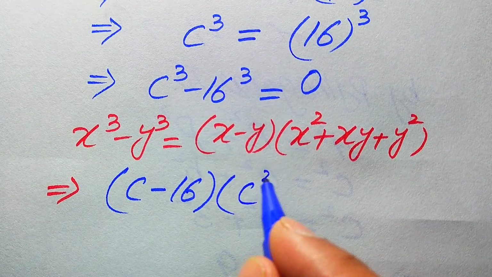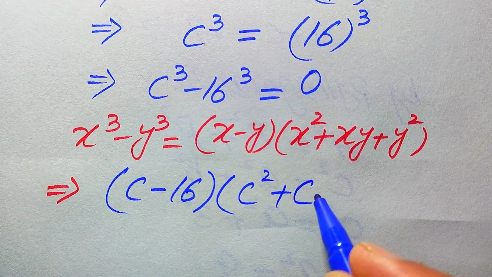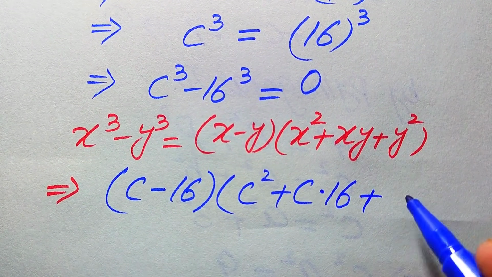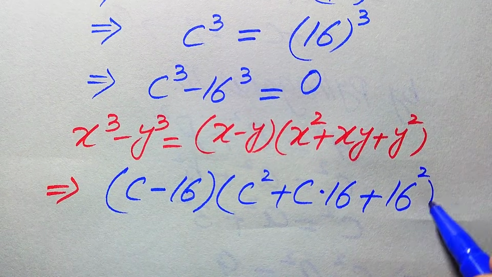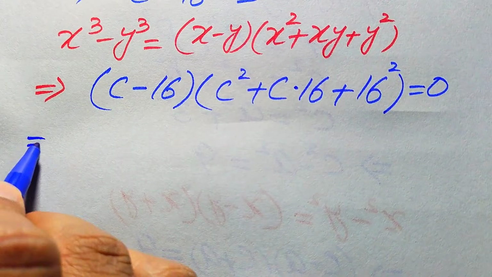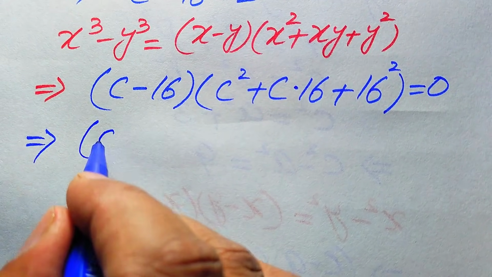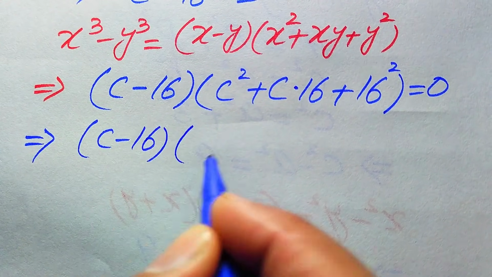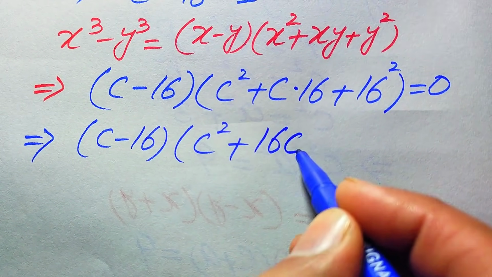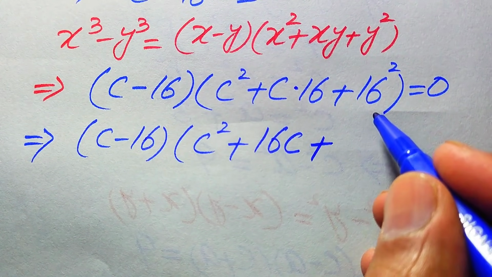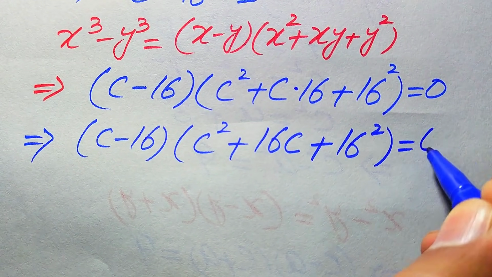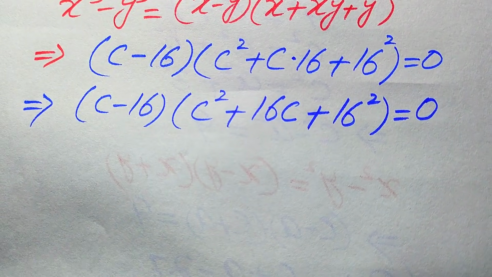The value of x is c, so c squared, plus xy, where x is c and y is 16, plus y squared. So y is 16 squared, and this whole equation is equal to 0. And now in the next step we need more simplifications, and it will be written as c minus 16 times c squared plus c times 16, which is 16c, plus 16 squared, and we write this 16 squared as it is, and this whole equation is equal to 0.